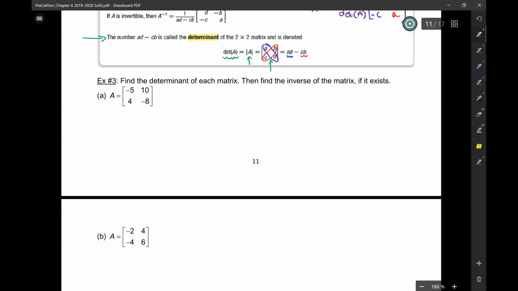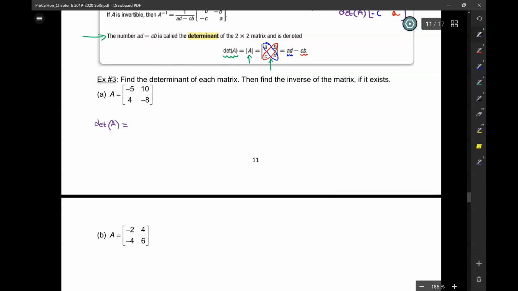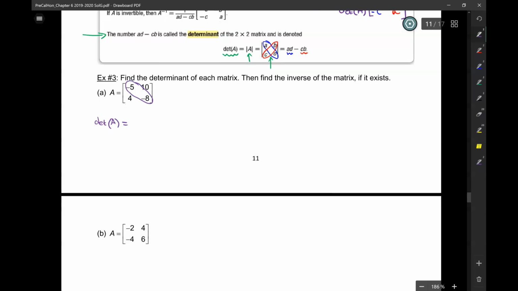So let's do this one. First let's find the determinant. It's this: 40 minus 40, 0. So now, A inverse is, remember we said it's 1 over the determinant times, blah, blah, blah. What's the determinant now? 0.